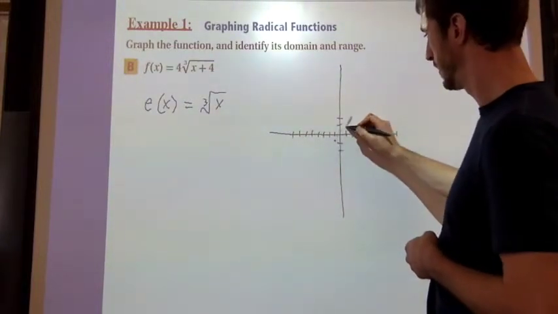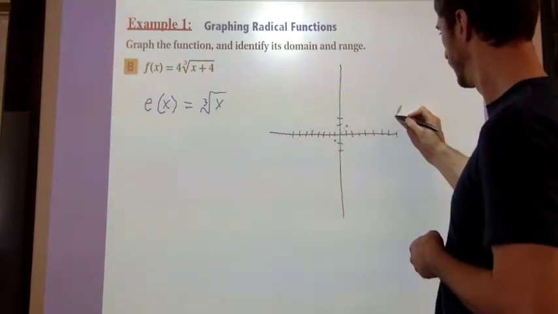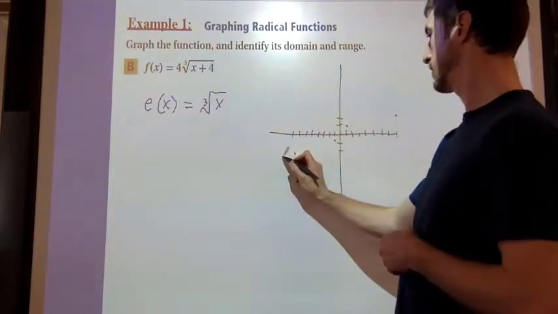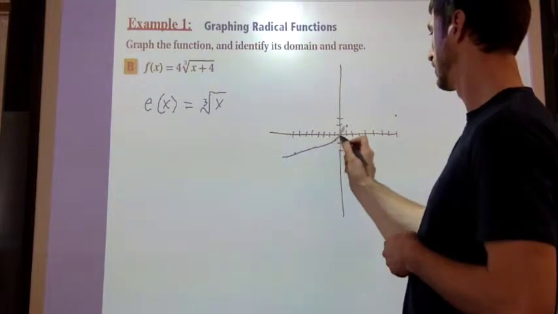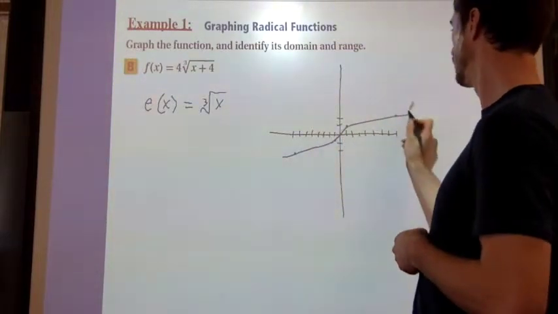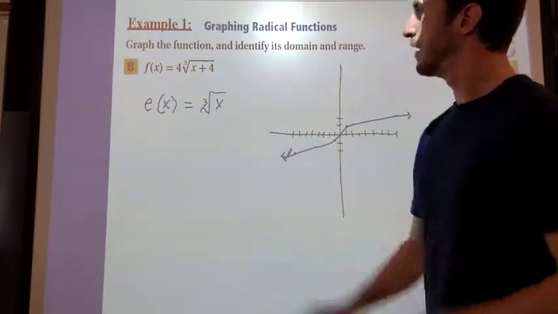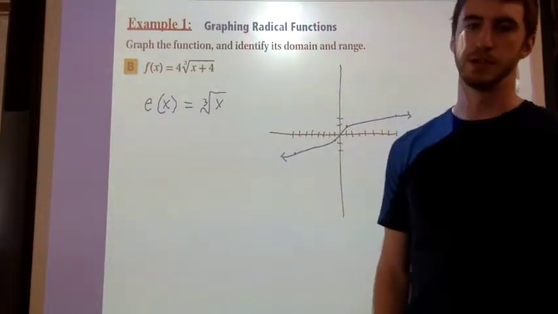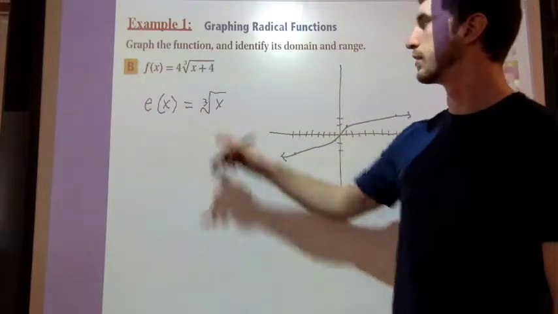So we got a dot here, here, out here, and out here. So this is our parent function. It's cube root of x. And then we ask ourselves the question, what happened to it? How did it get transformed?